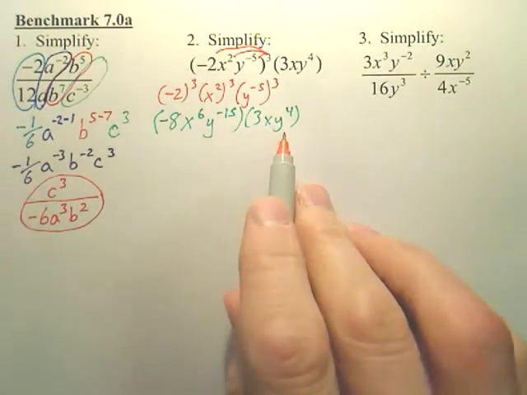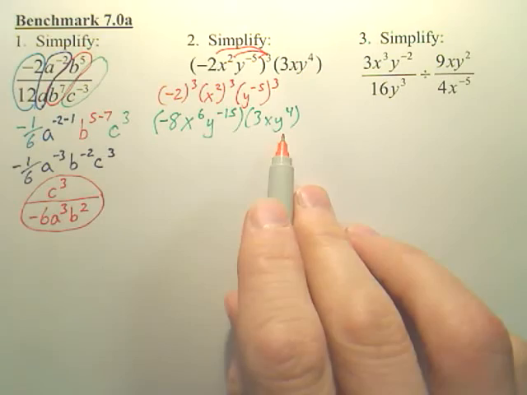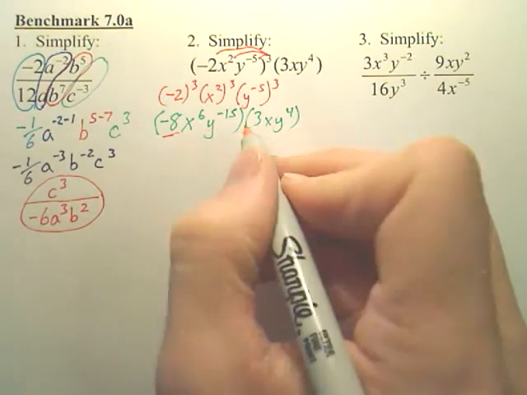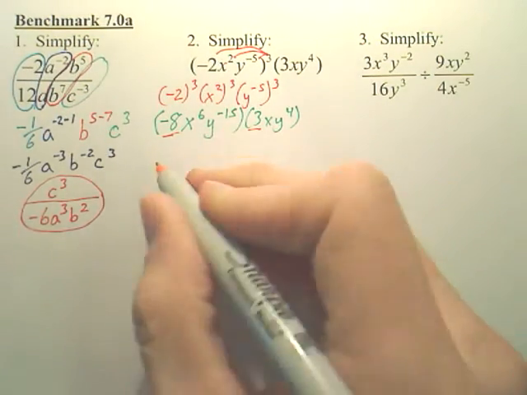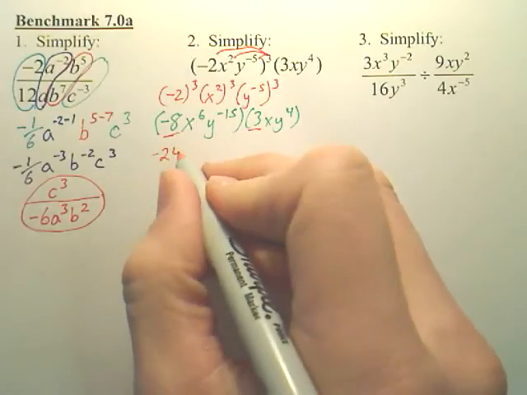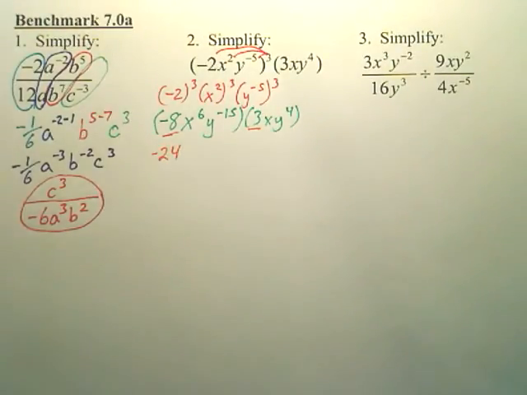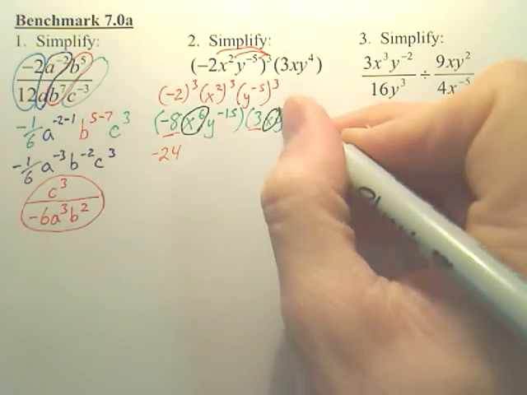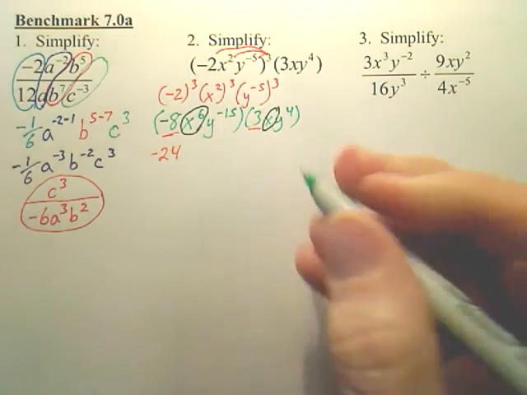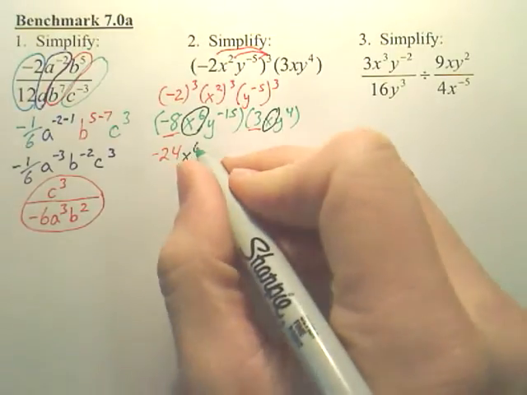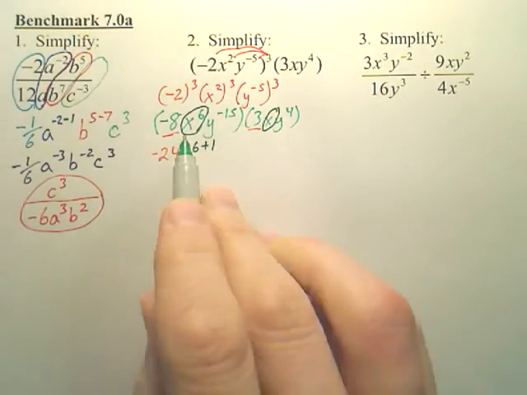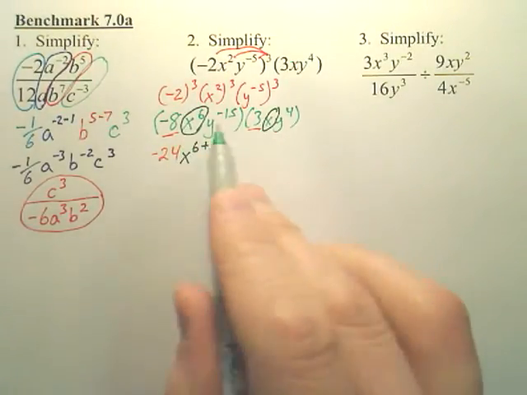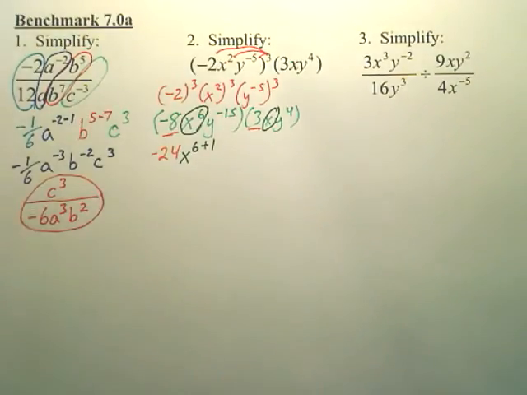Now, we have these two pieces. Now we want to multiply these two pieces. So let's take the numbers. Negative 8 times 3 is negative 24. We have a x to the 6th and simply x. So that's going to be x to the 6th plus 1. Remember, when you multiply, you add the powers. So we just added those.